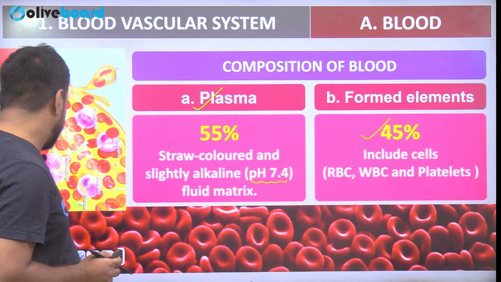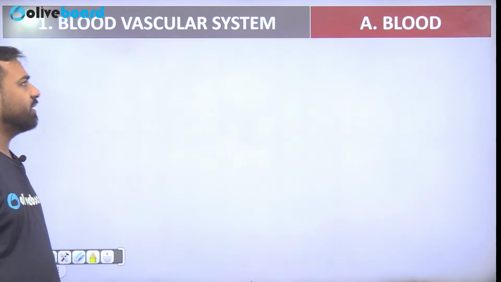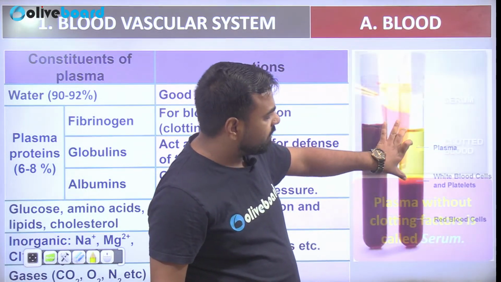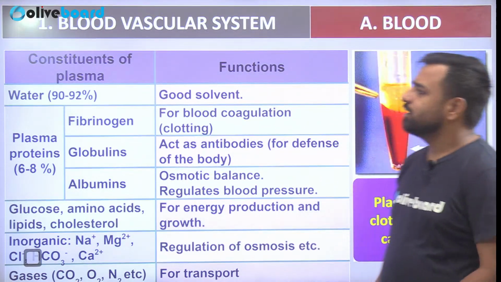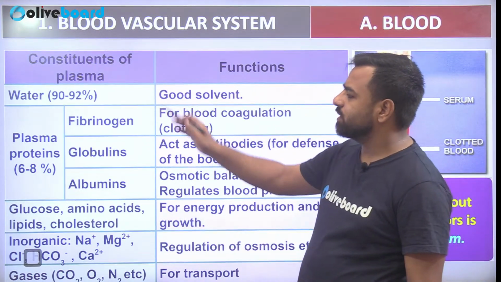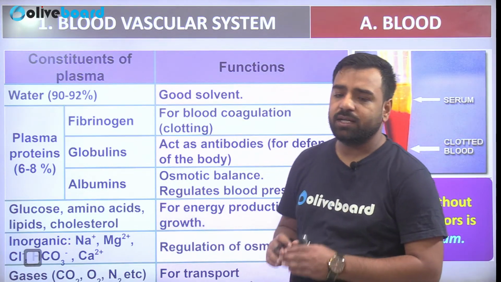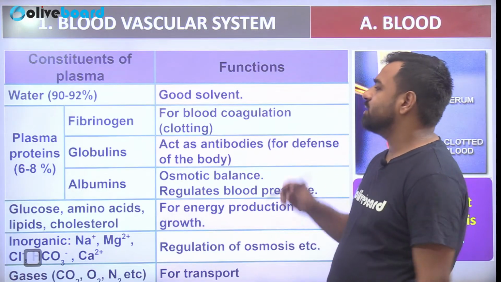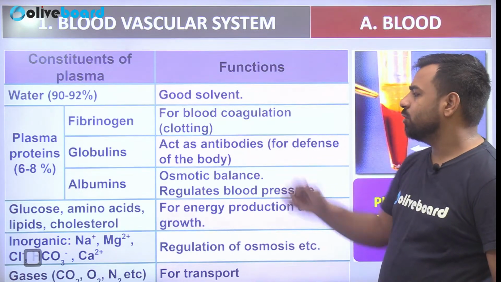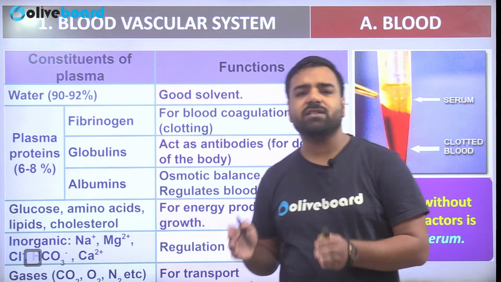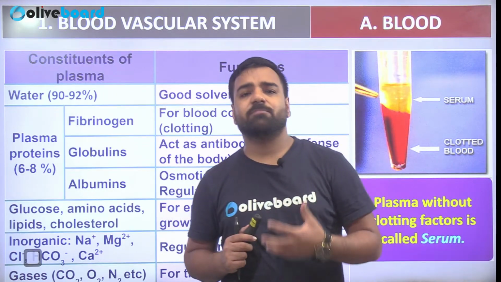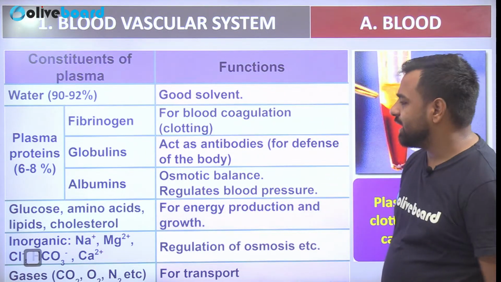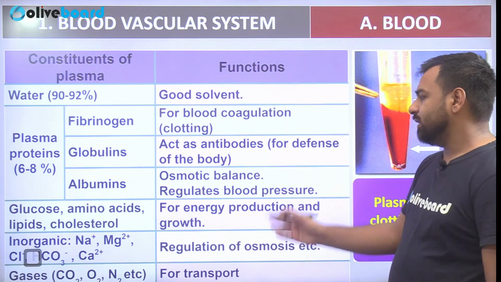Proceeding further, now one by one, let's discuss it. If I talk about plasma, this is the whole blood, and this yellow colored portion is actually plasma. In plasma you have 90 to 92% water, and the rest, 6 to 8%, is proteins. What kind of proteins? Fibrinogen, globulin and albumin. Fibrinogen is used for blood coagulation, or blood clotting. Globulins act as antibodies, that is, as the defense system of our body, so in case viruses or bacteria attack your body, they are ready to fight against them. Albumin maintains the osmotic balance and regulates our blood pressure.